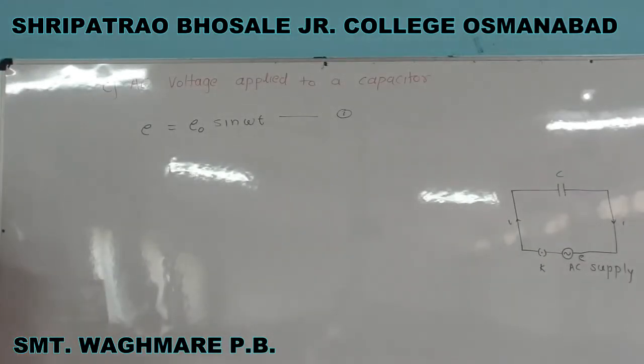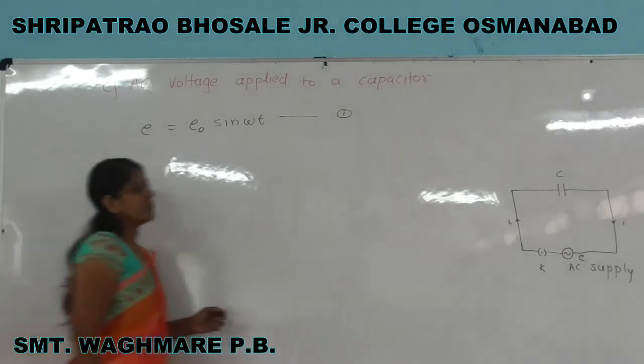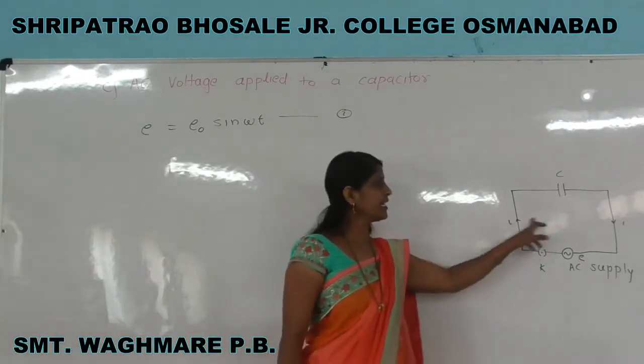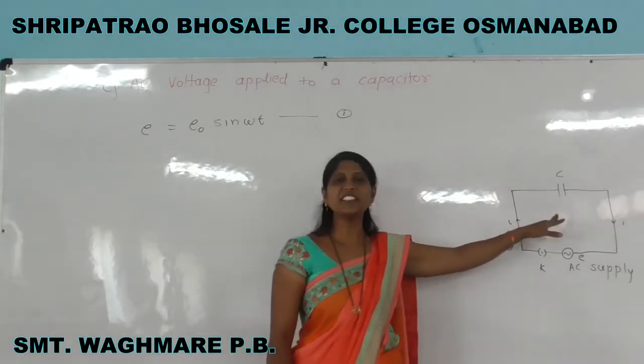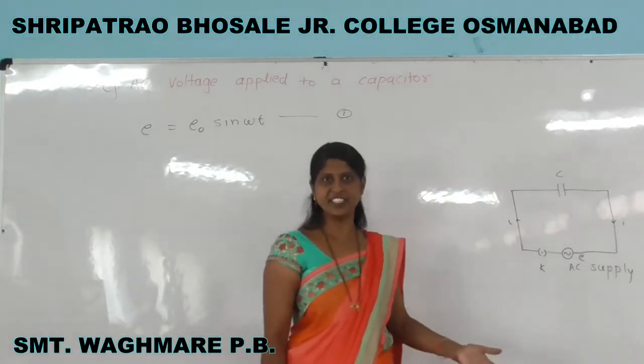The current flowing in the circuit transfers charge to the plates of the capacitor, which produces a potential difference between the plates. Due to the AC current, the current reverses its direction at each half cycle, and therefore the capacitor will charge and then discharge.